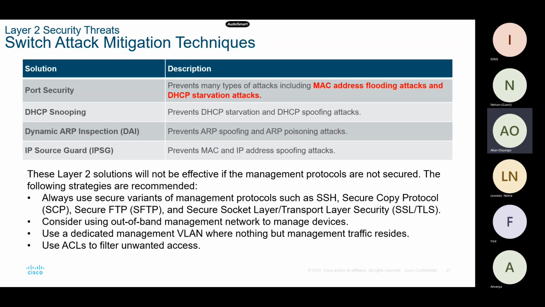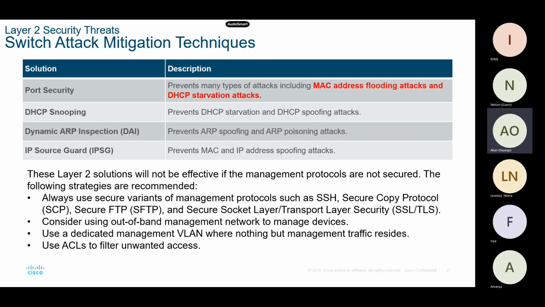Then we have DHCP attacks, starvation and spoofing. DHCP starvation and DHCP spoofing we can prevent using what is called DHCP snooping. Snooping prevents spoofing. Spoofing is the attack; snooping is the prevention technique, the solution or the mitigation technique. Then we have ARP spoofing and ARP poisoning attacks, prevented using dynamic ARP inspection, or DAI. Then the spoofing of IP and MAC addresses is prevented using IP Source Guard, IPSG. And there also exist other layer 2 solutions.